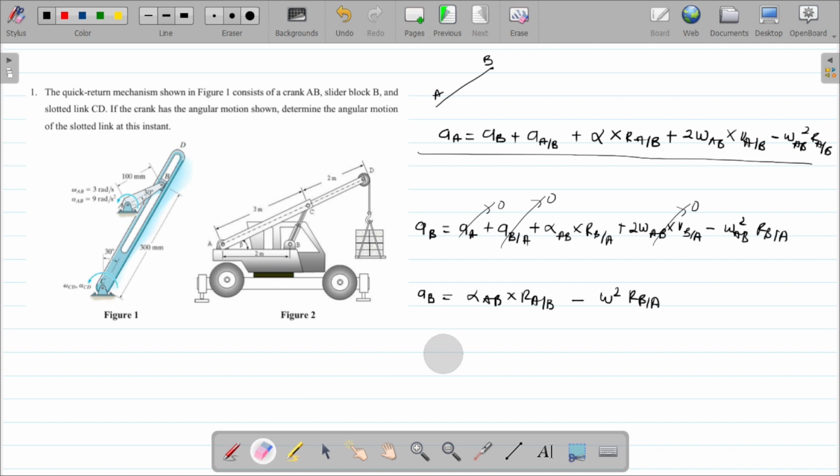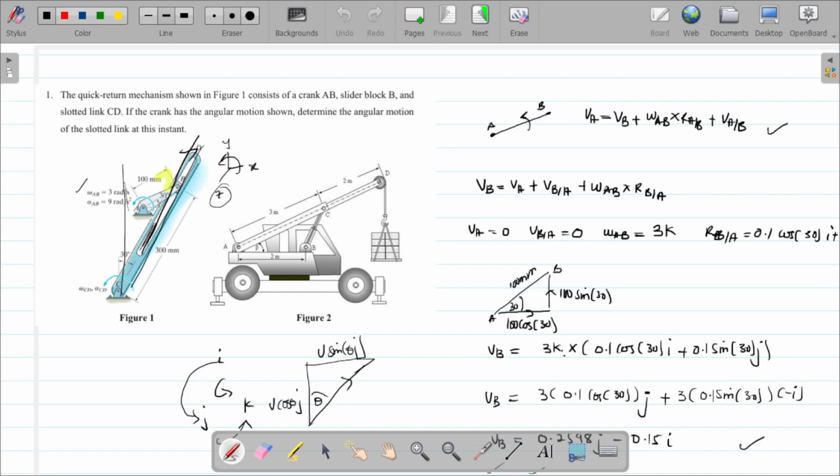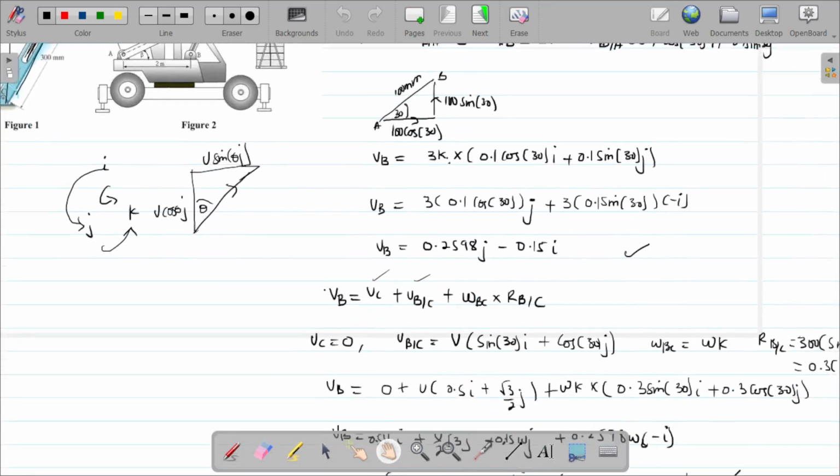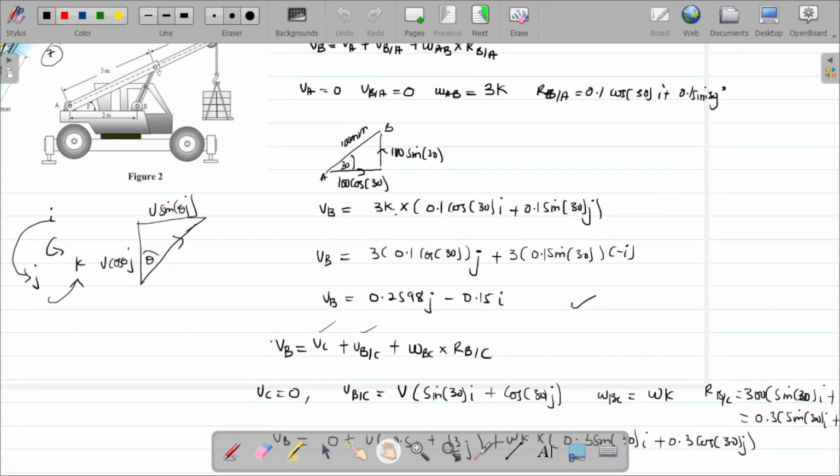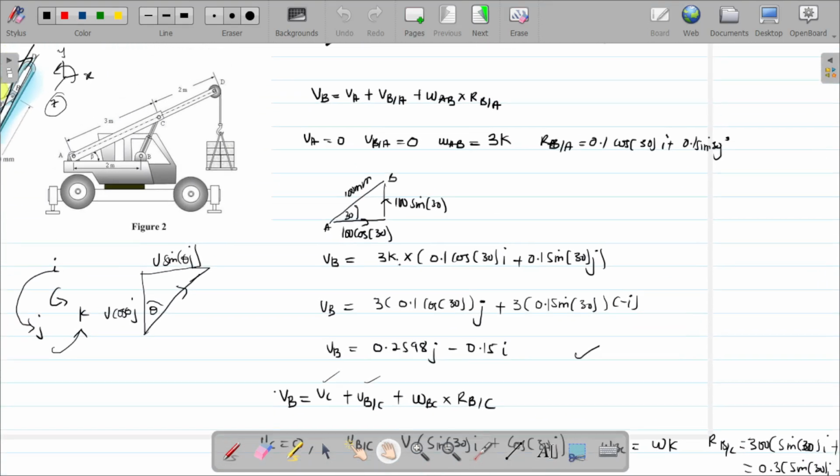Why do I keep repeating this thing? R of B with respect to A. All right, so from here, what do we have? Alpha is giving us 9 rad per second squared, and this is K, of course. Now our R of B with respect to A, that is what we did here. So let's go back to the previous page. R of B with respect to A, yes, here it is.